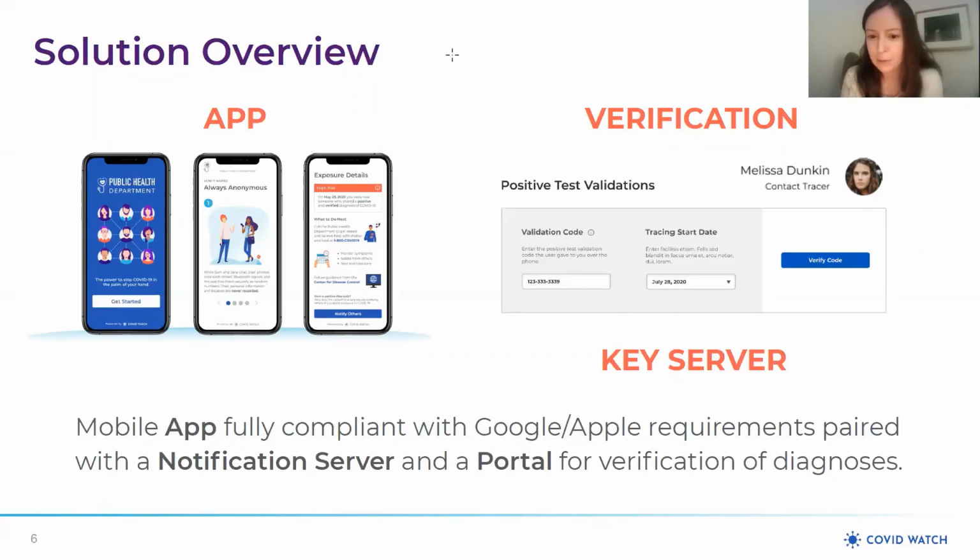Whoever has access to being able to say that, like your doctor, might log into this verification portal, and that portal generates a random number again that is not associated with your identity. It's a random number, and you type that into your phone, and that just means that it was positive, so that you can report to others that they may have been exposed.